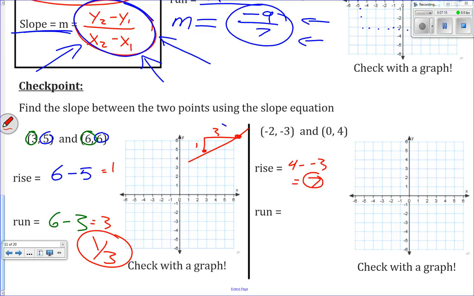The second one, my rise, 4 minus -3 is 7. My run, 0 minus -2 is 2. Double negatives mean plus, right? So my slope is 7/2. Let's plot them. -2, -3, 0, 4. I go up 1, 2, 3, 4, 5, 6, 7. There's my 7. And I go over 1, 2.